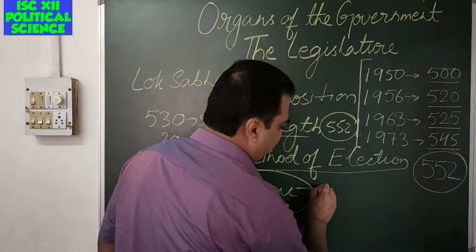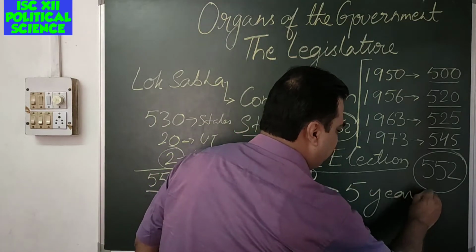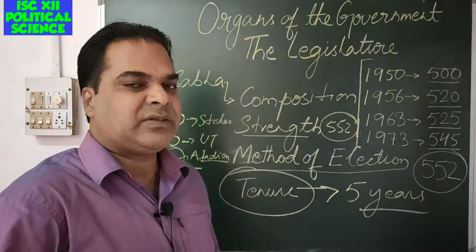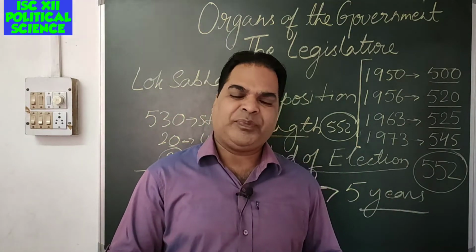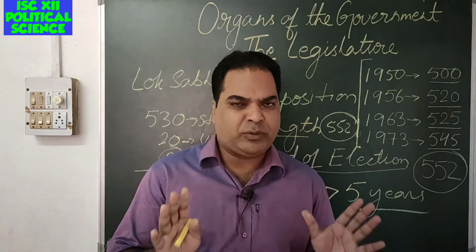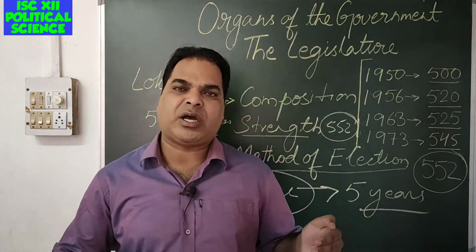What is the tenure of Lok Sabha? The normal term of Lok Sabha is 5 years. Once the government is elected, it can go up to 5 years, but there are certain criteria before the term completion.